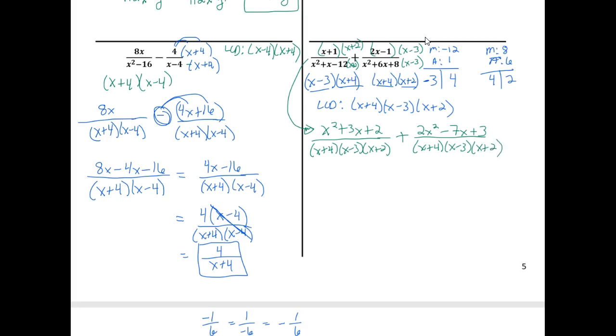Now that I have them multiplied out, I can combine my like terms into one fraction. X squared plus 2x squared is going to be 3x squared. 3x minus 7x will be negative 4x. And 2 plus 3 would be a positive 5. All over our LCD.